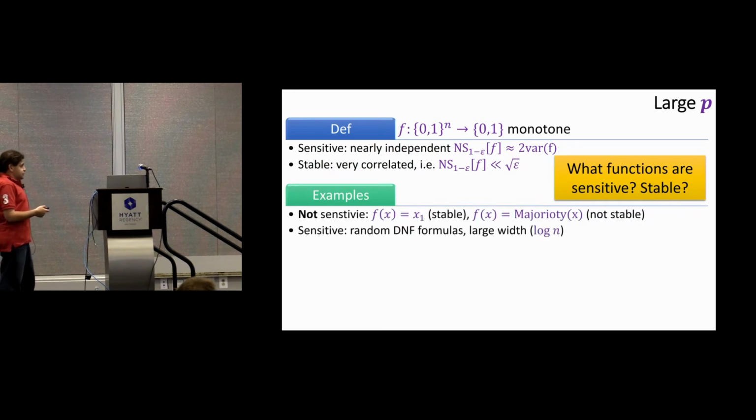So let's begin with a few examples. Obviously, if you look at the dictatorship, this is not sensitive, and it's very stable. But if you look at majority, well, it is not stable. And on the other end, if you take some generic-looking DNF formula with large width, then this will be sensitive.